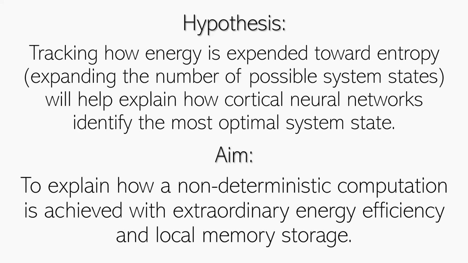The aim here is to explain how a system-wide, non-deterministic computation is achieved with extraordinary energy efficiency and local memory storage. So we end up with an optimal system state, an increasingly ordered system state, and a permitted violation of the second law of thermodynamics. So the question here is really, do neurons encode information or do they encode entropy?